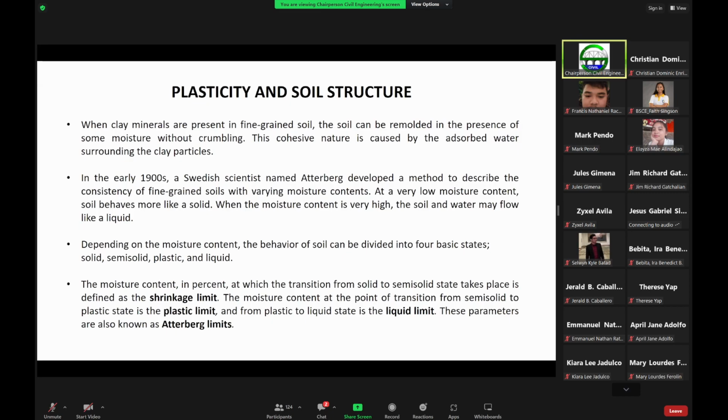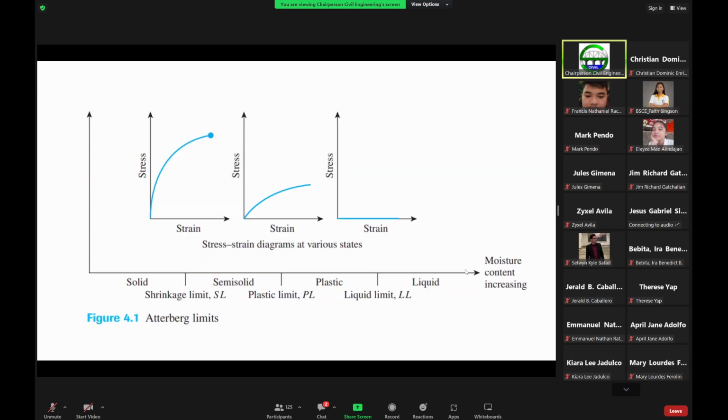Let me just show a figure of that. So this is basically the four states. We have the solid state, this one here, the semi-solid state, the plastic state, and the liquid state. So don't worry about these diagrams. These are all in the book. I just took them all from the book. So if you have the book, you can just refer to them.